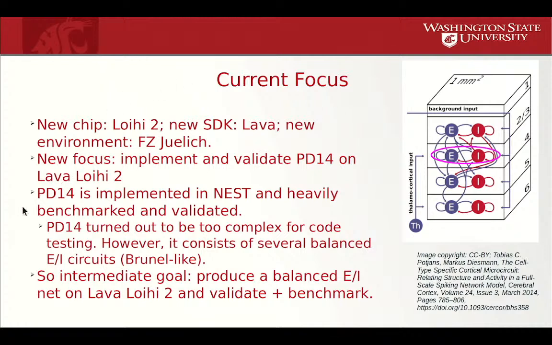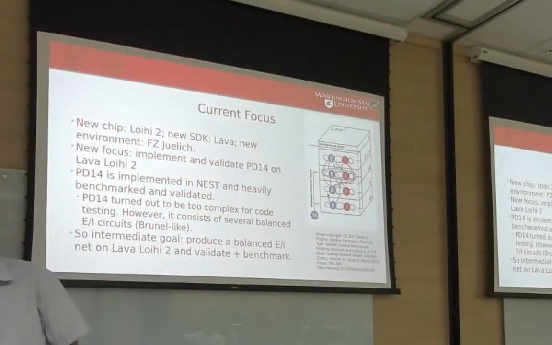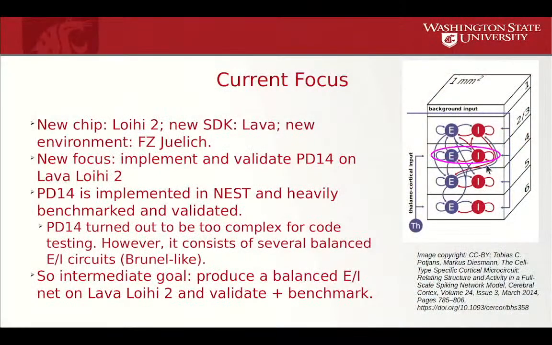The main model is the Potjans-Diesmann 14. That's a cortical microcircuit model: several layers of the brain, excitatory and inhibitory populations connected to one another. That turned out to be pretty complicated to configure for Loihi. So we settled on a single excitatory-inhibitory network.